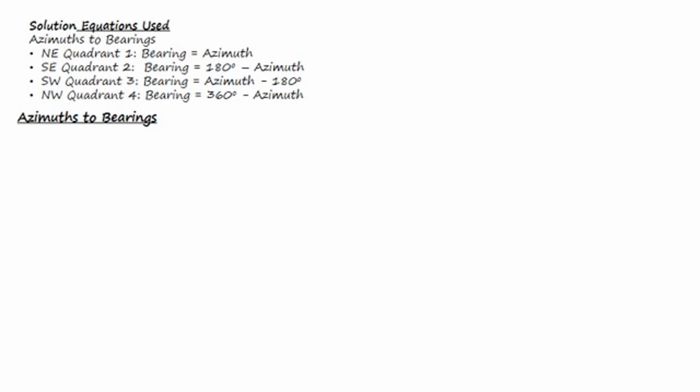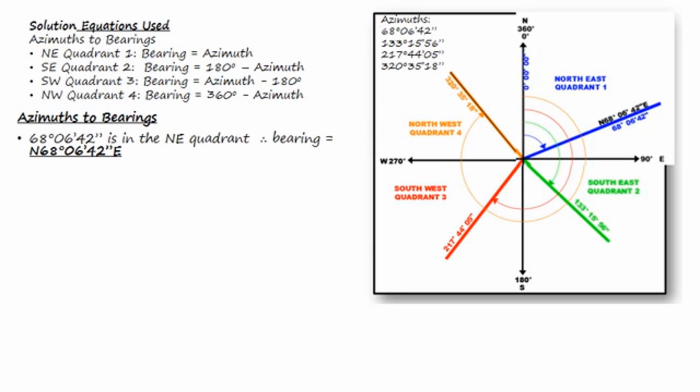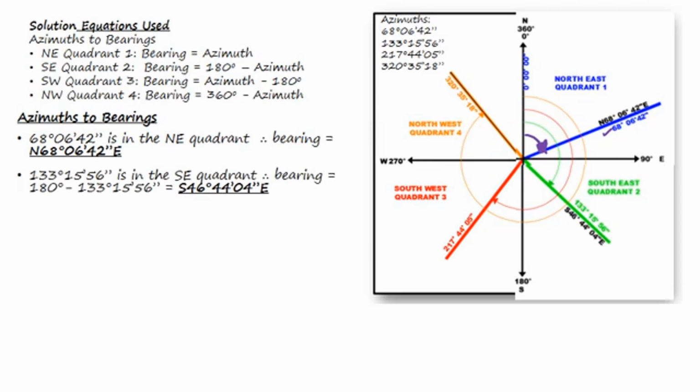So we've got our equations set up, and here is the layout of the azimuths on the lines. So looking at the first one, we have 68 degrees. So that's this measurement right here. That's our 68 degrees. And we know that when it's in the first quadrant, the bearing and the angles are the same. We're just adding on the northeast.